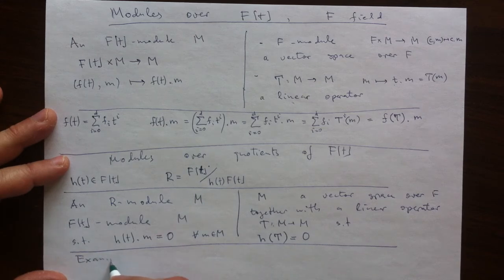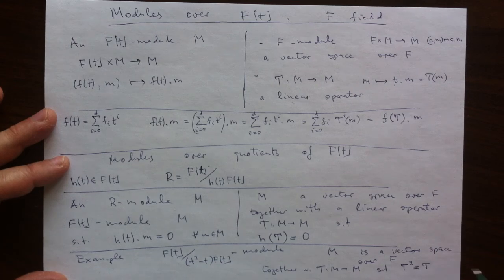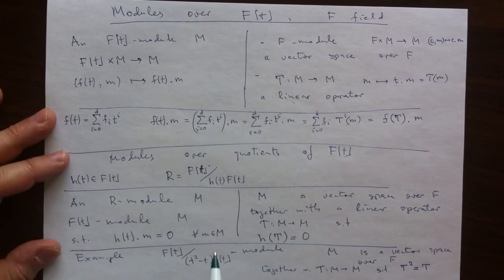Just a quick example. Let's take the quotient by the polynomial, say, t squared minus t. So according to this rewriting rule, a module over such a quotient is a vector space over the ground field F, together with a linear operator. And the condition is that t, the operator, squared is equal to t. So we call such operators projectors, and having a projector on the vector space is the same as giving a module structure over this quotient ring. So I'll stop here.